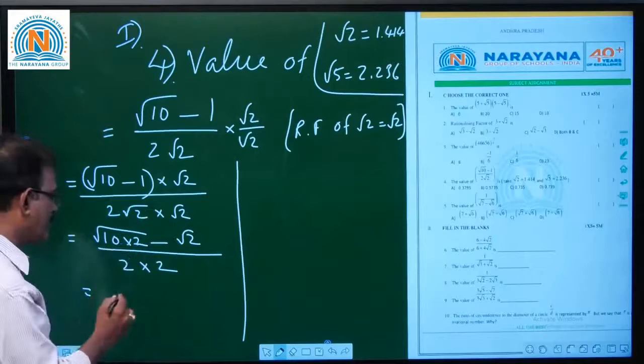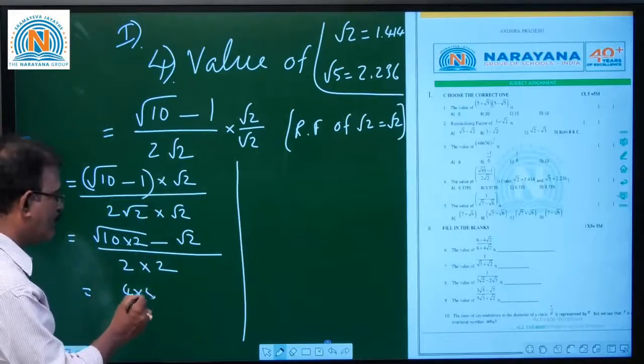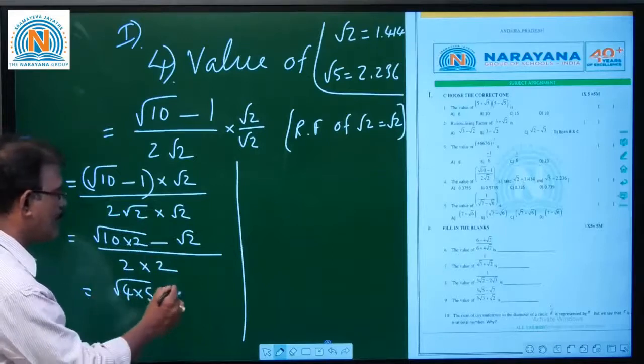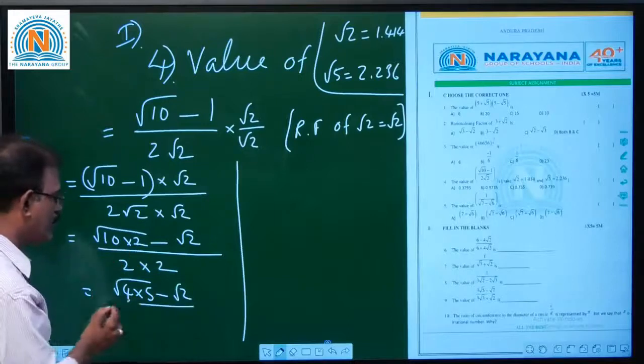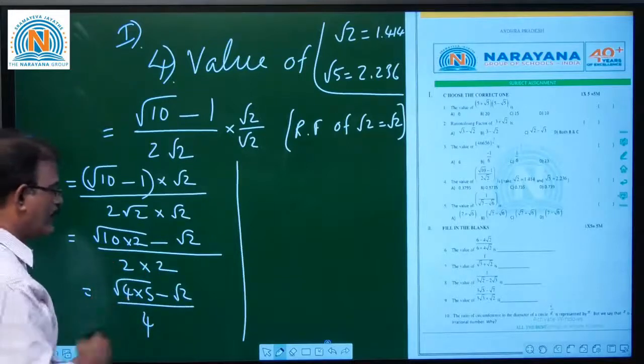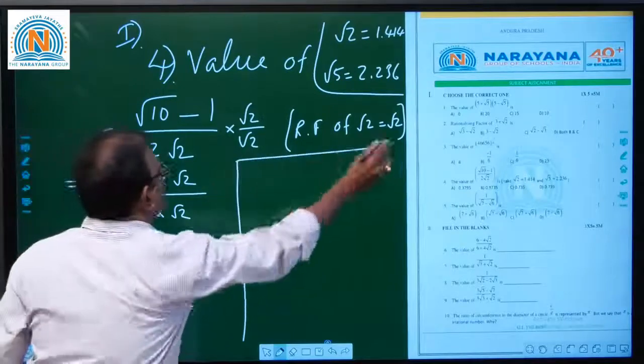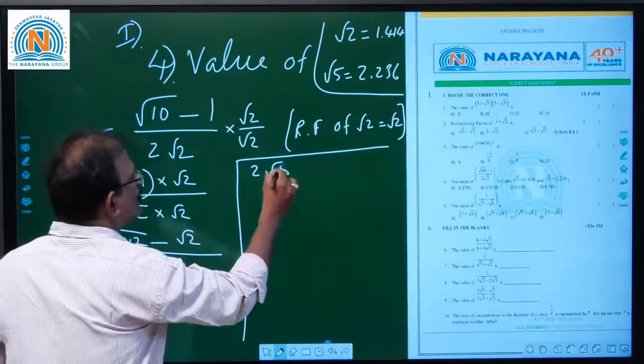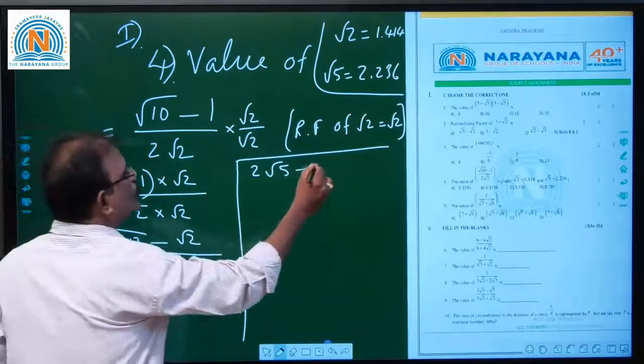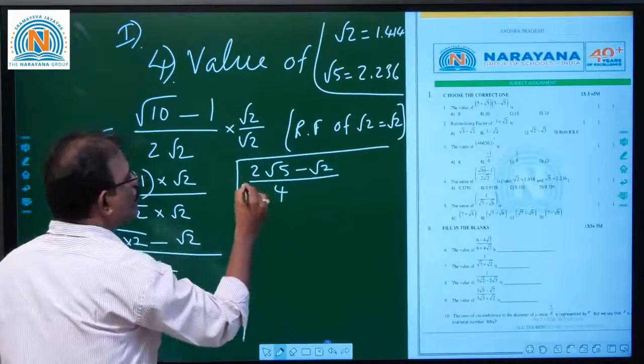So this is, we can say, 4 into 5. 2 10s are 20, 4 5s are 20, 2 2s are 4. Now 4 5s are 20, the 4 comes out of the square root as 2. Then this is (2 root 5 minus root 2) divided by 4.